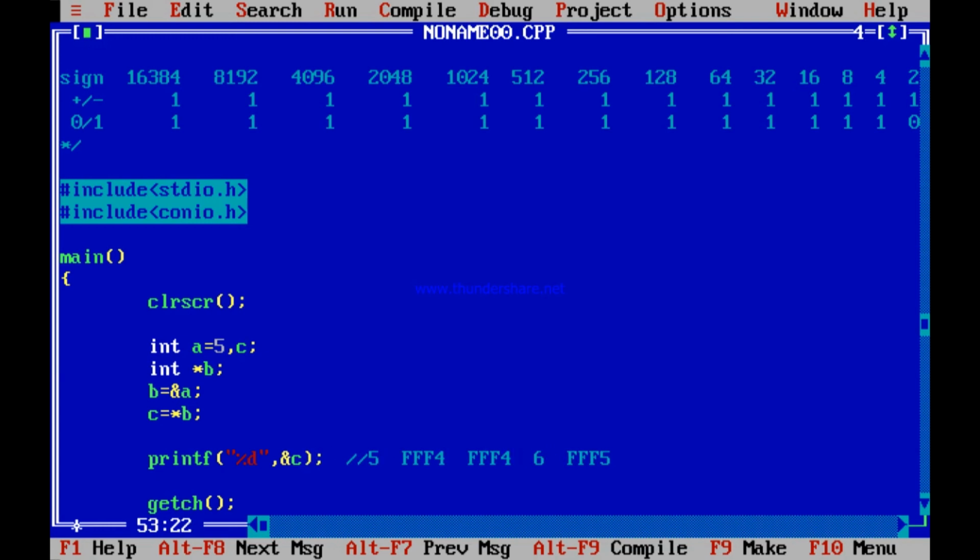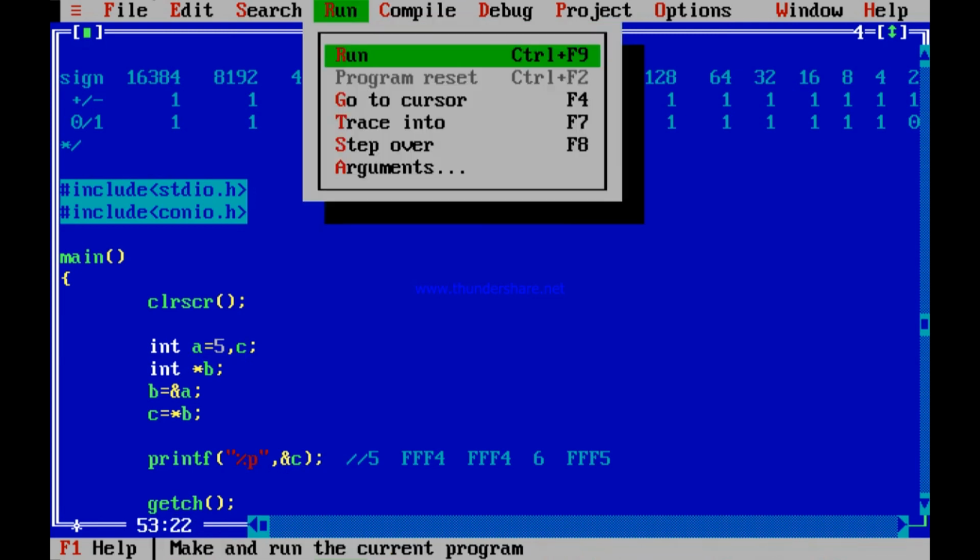C is an integer. I can print the address of that integer. Let me see where C is stored. C is a different integer. C is not A. C is a different integer, remember. So if C is a different integer, it is stored in a different memory location. I am trying to see which memory location C is stored in. So I am printing it as %p, Alt R, enter.